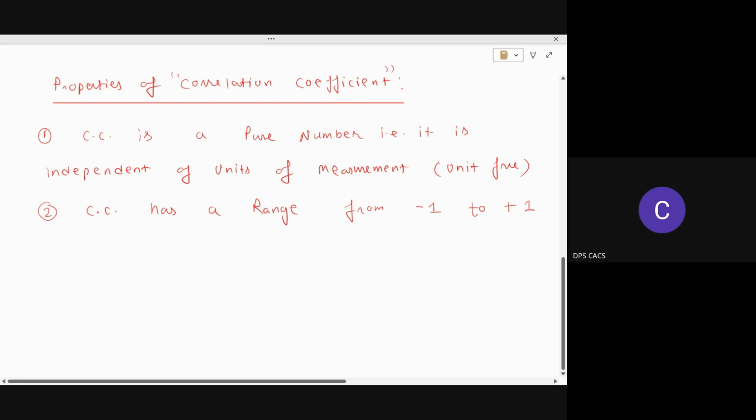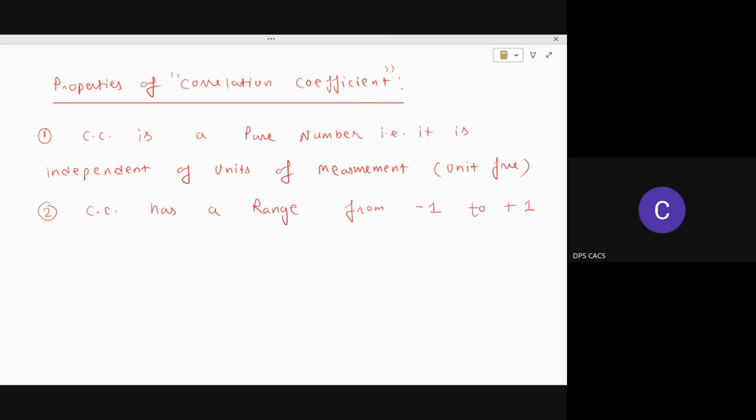Sir, what does this mean? Simply, that in the exam my answer cannot cross this range. My answer will always fall in the range from minus 1 to plus 1. And if it is coming as 1.5, then you have talent. You can check yourself because it can never come beyond the range. Minus 1 to plus 1 is the range of R.